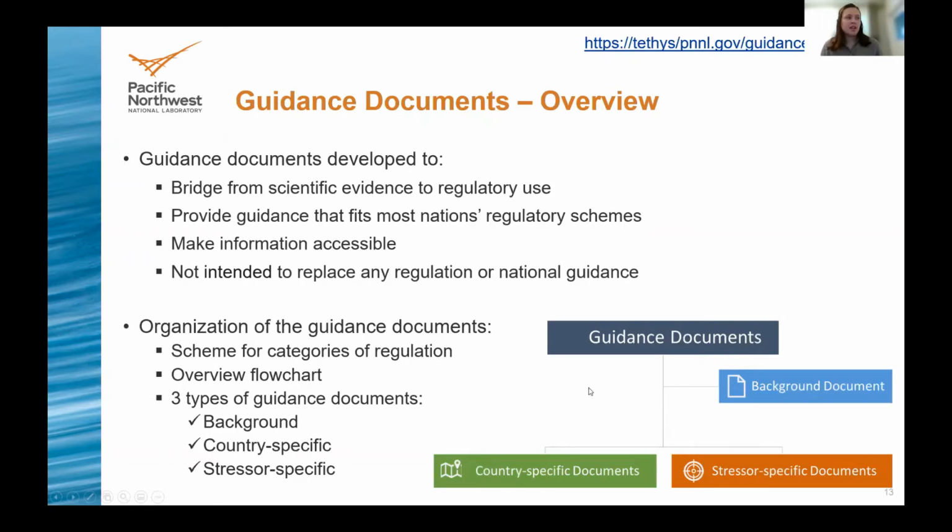The guidance documents themselves are organized into categories of regulations, and they include an overview for applying these concepts in the regulatory process. So there are 3 different types of guidance documents. There's the background document that provides the context for this effort, explains the purpose and application of information, description of regulatory categories, and a framework for application. So really kind of the backbone of this effort that covers more than what we can talk about simply today.